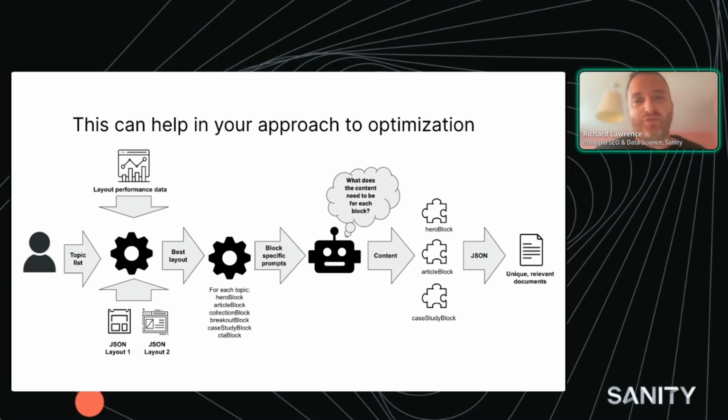And that can also help with your approach to optimization. So there's an extra part to the process that you can put at the beginning, which is using data to find out which layout's performing best, and then feed that into the automated process for creating the document. So the best layout gets fed into the system. And then for each block in that layout, you get the block-specific prompts, resulting in the blocks to be combined into the JSON document.